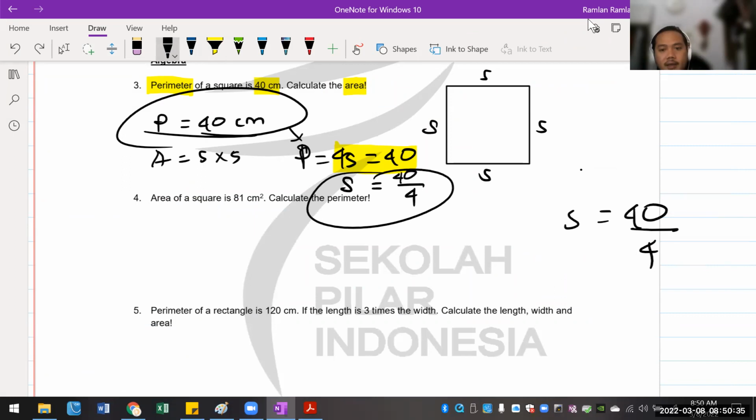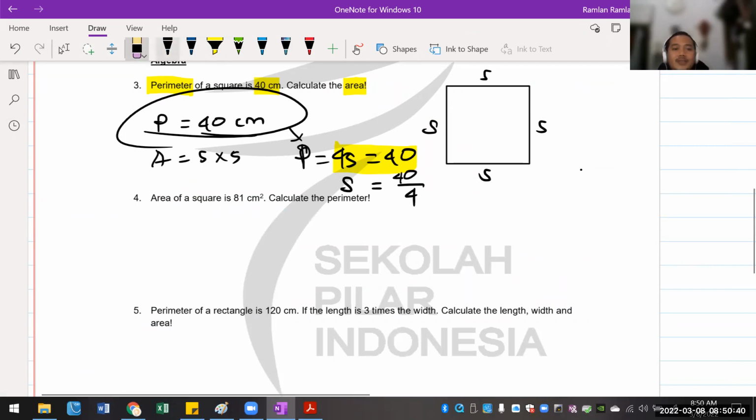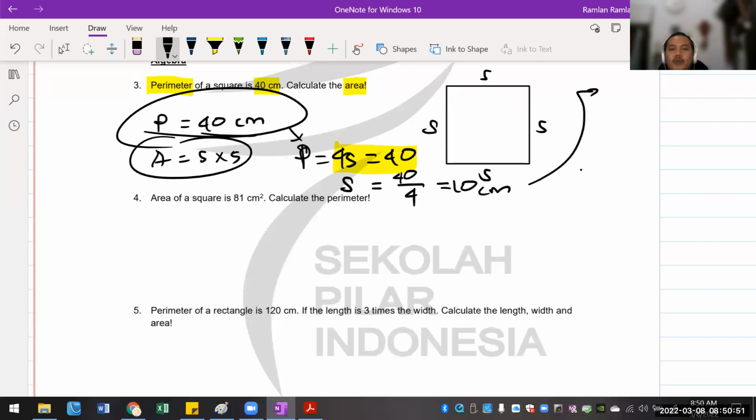So you don't need to write this down, and you get the same exact thing like this, right? And then just divide. 40 divided by 4 equals 10. That will be 10 centimeters. So now we have the s. Because we have the s, now we can find the A, right? So we can write down the A again.